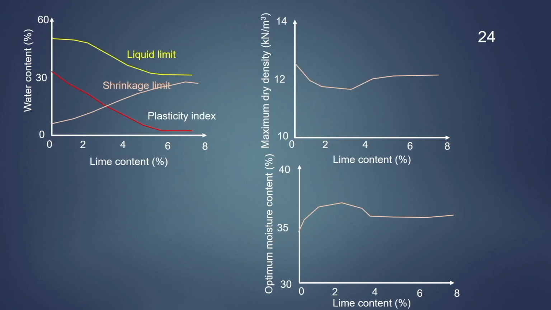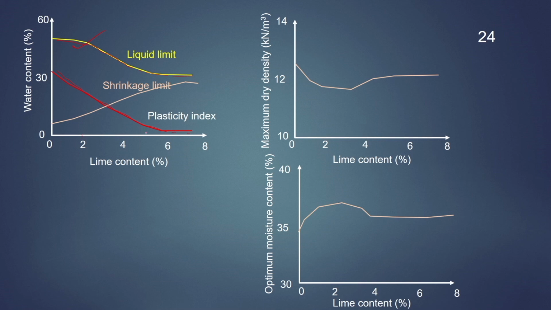In this picture we can see, as we increase the lime content, the Atterberg limits of the soil will change. So, for example, the liquid limit of the soil will decrease with the addition of the lime content. Similarly, the plasticity index will keep on decreasing with the addition of the lime, and the plastic limit will keep on increasing.